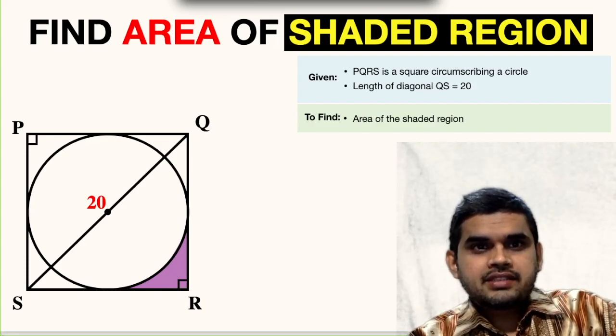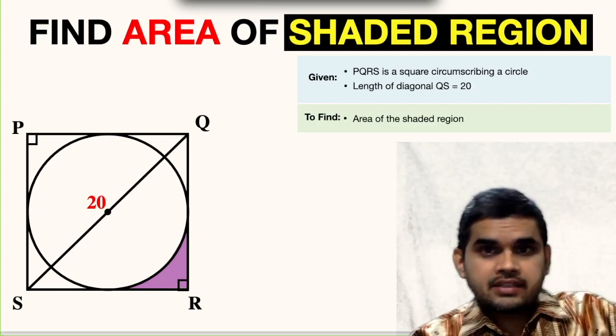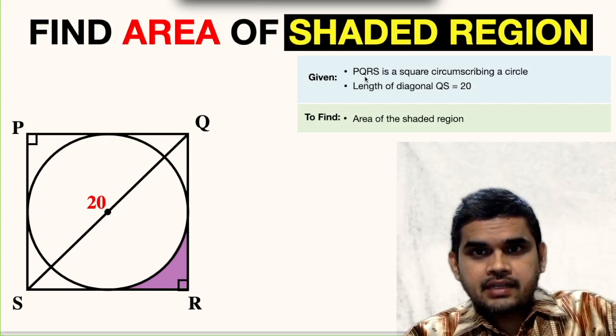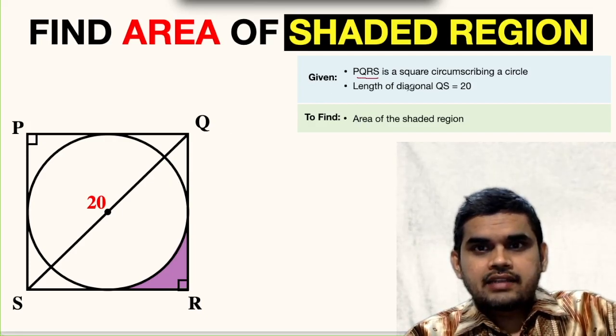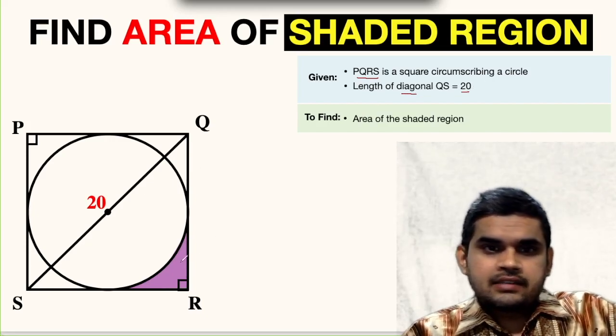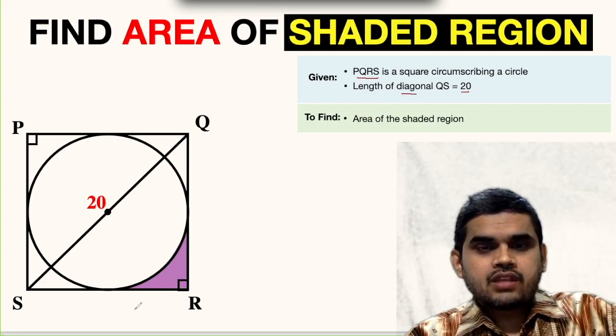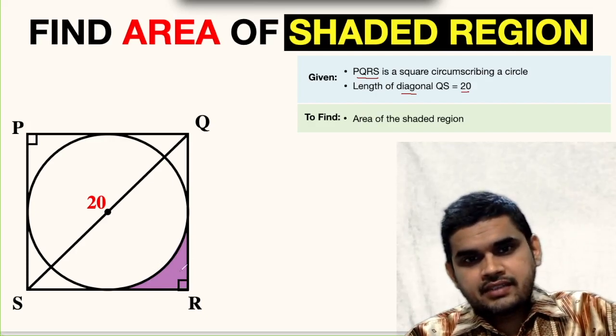In the question we have to find the area of the shaded region, and let us see what is given. It says that PQRS is a square and the length of its diagonal QS is given as 20 units, and we have to find the area of this shaded region. So how are we going to find this area?